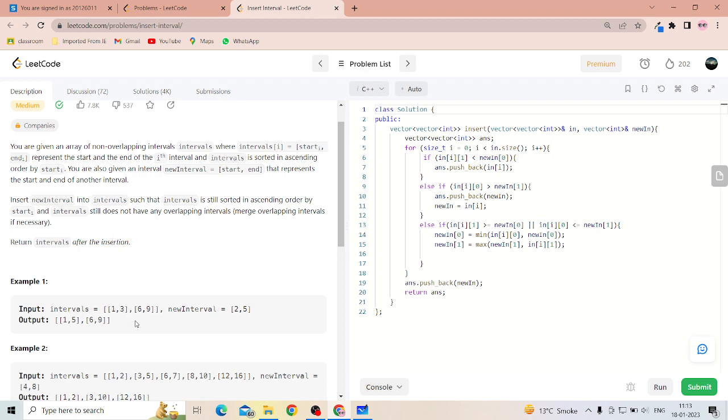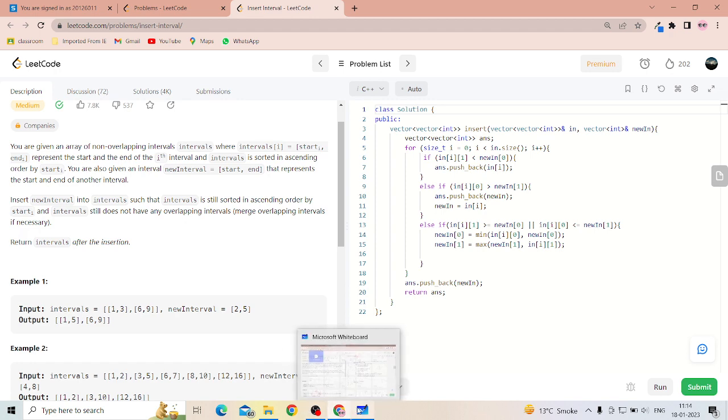The second thing is that it is not overlapping, meaning we are not having 1 to 3 and 2 to 5, or 1 to 3 and 2 to 6, or 1 to 3 and 2 to 9. Intervals are not overlapping and they are sorted in ascending order by start_i. So our task is to insert this new interval in this intervals array such that it remains sorted in ascending order and the intervals do not overlap.